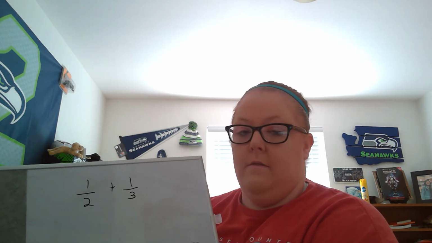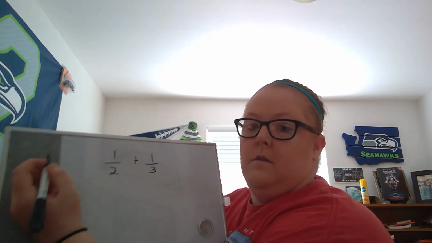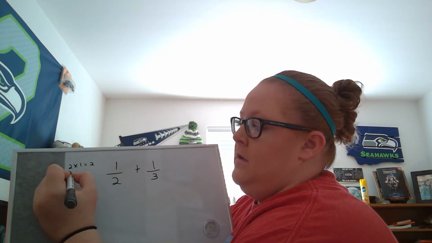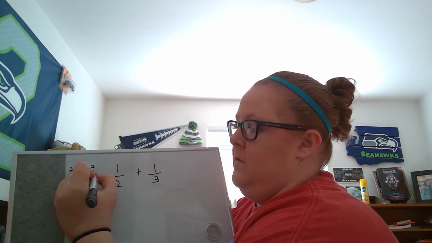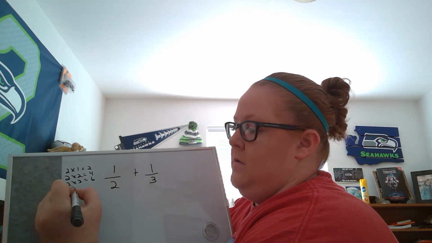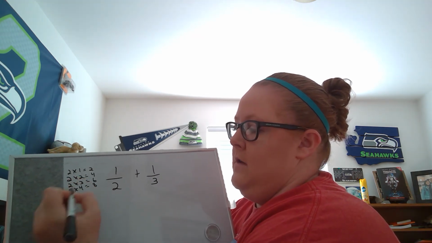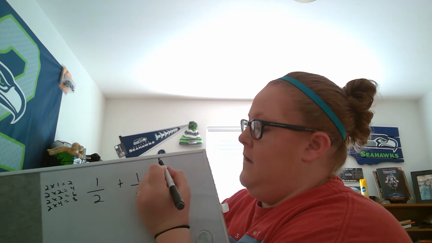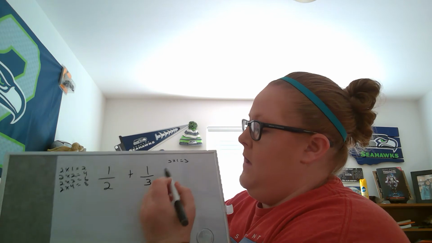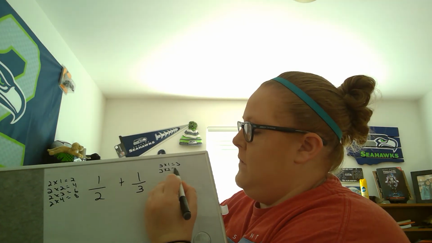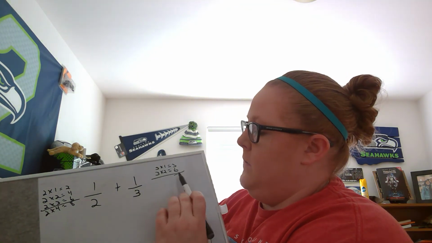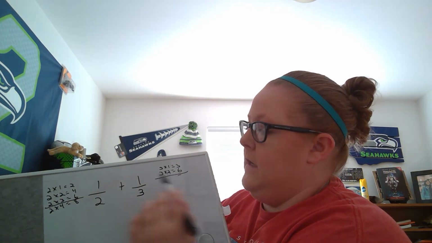Both of these numbers, we have to find a common denominator. Okay, so if I want to do that, I can go 2 times 1 is 2. 2 times 2 is 4. 2 times 3 is 6. 2 times 4 is 8. Okay, now let's try it on this side. 3 times 1 equals 3. 3 times 2 equals 6. Oh look, we have a common. So we're going to be timesing right here to get our 6.